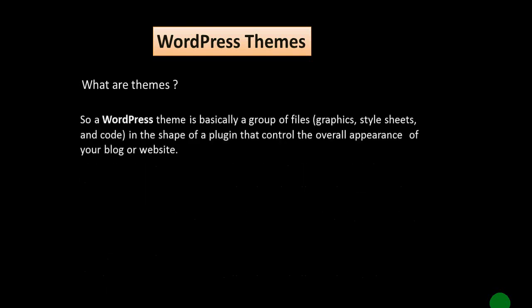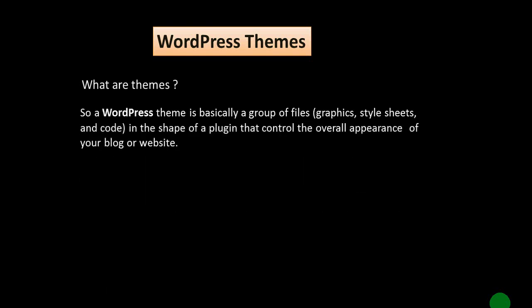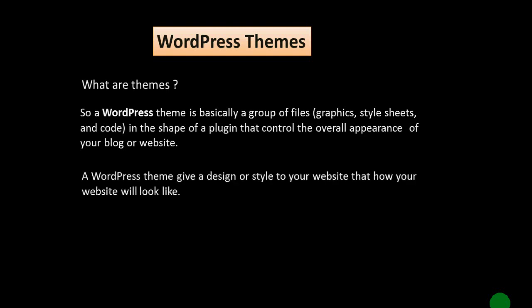Welcome back. In this lecture, we will discuss all about WordPress themes. When you are building a website with WordPress, the first thing you need to do is to choose a theme for your website. Now, what are themes? A WordPress theme is basically a group of files, graphics, style sheets, and code in the shape of a plugin that controls the overall appearance of your blog or website. A WordPress theme gives a design or style to your website, that is how your website will look.